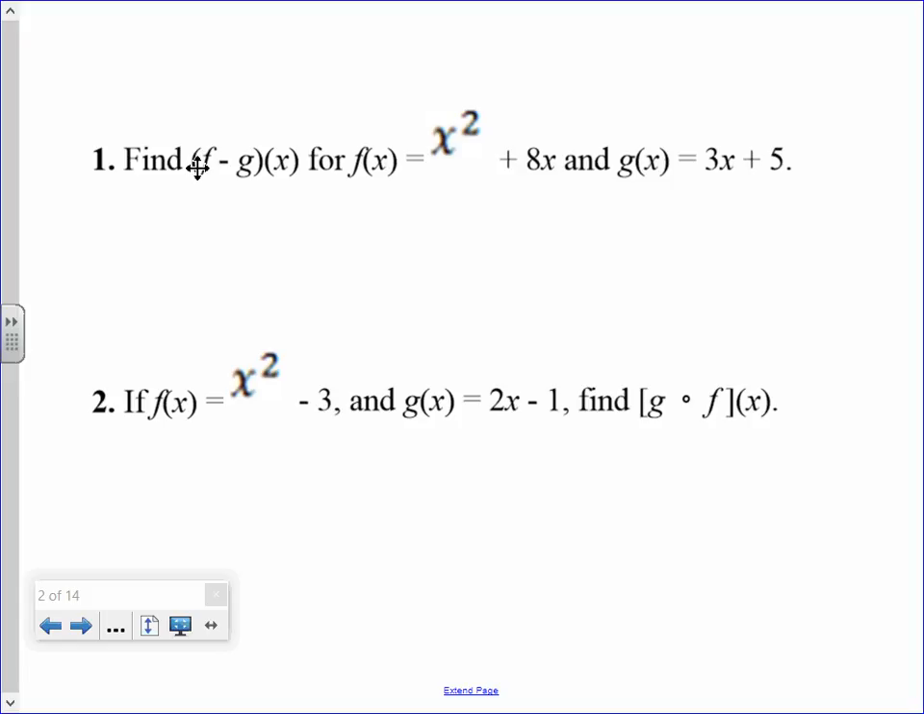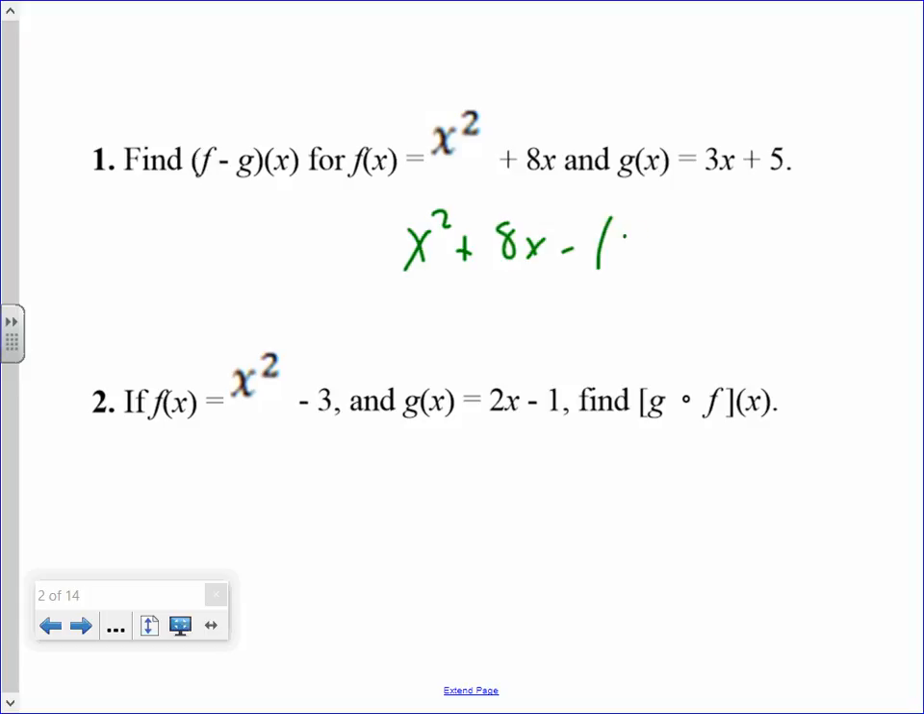Number one. F minus G. Now, sometimes it might be G minus F. You've got to pay attention to which one goes where. On this one, you're going to have an x squared plus 8x. That's your F, minus your G.